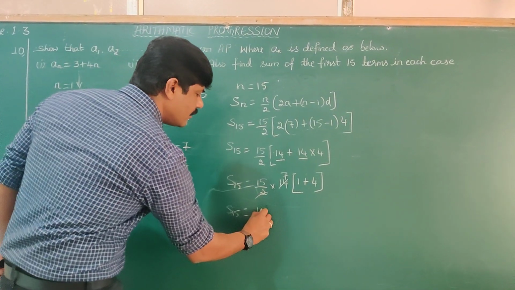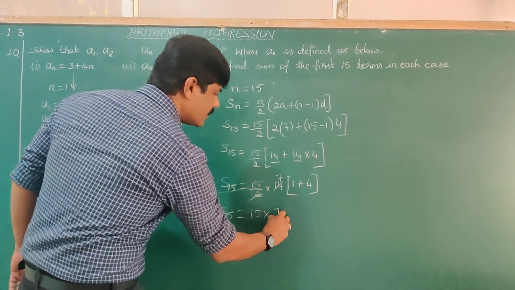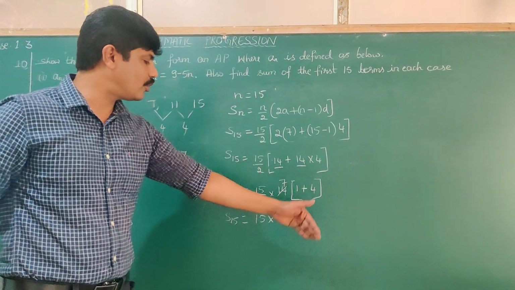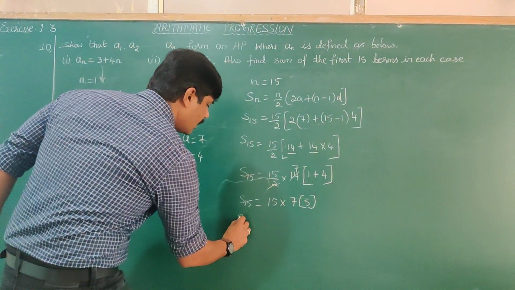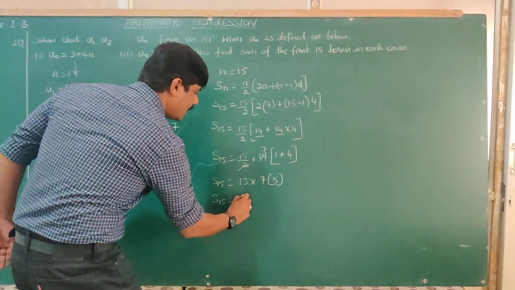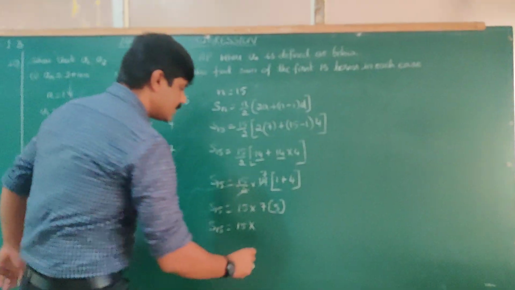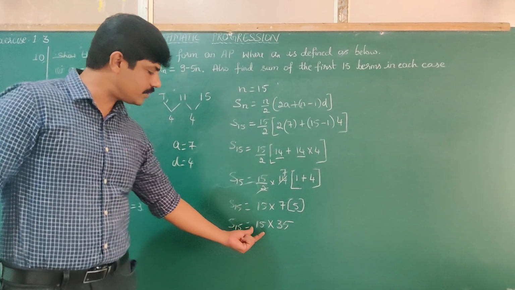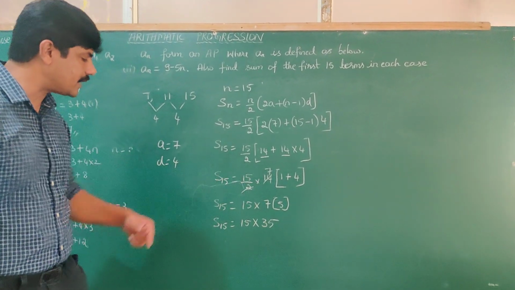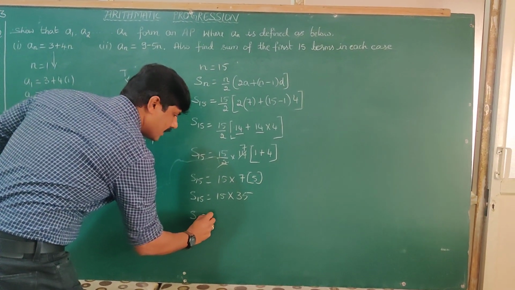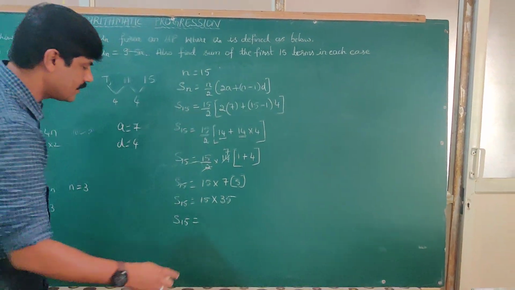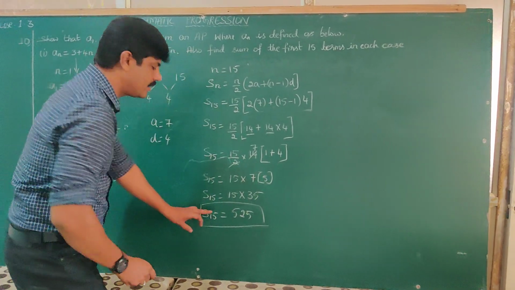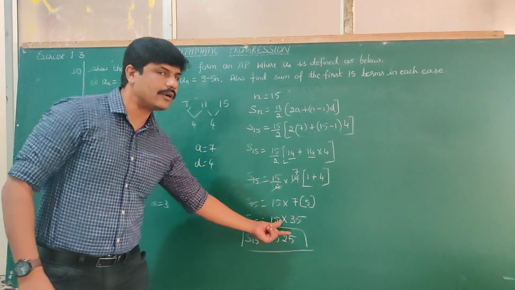S15 is equal to 15 into 7, and 1 plus 4 is 5. So S15 is equal to 15 into 7 into 5, which is 35. So S15 is equal to 15 into 35. What is 15 into 35? 15 into 35 is 525. Now, the sum of 15 terms is 525.